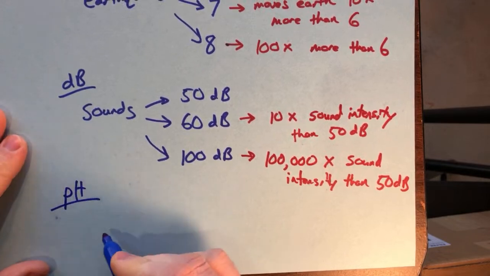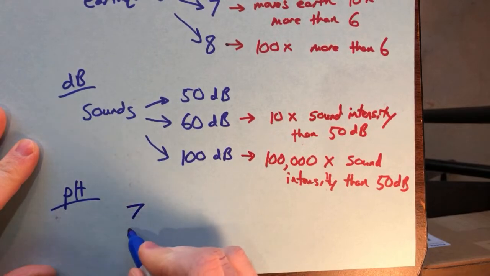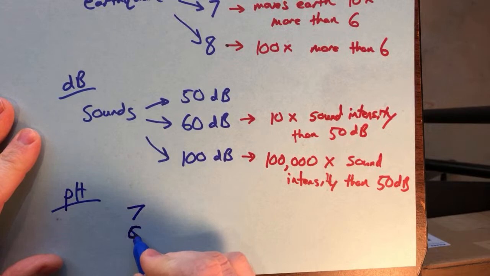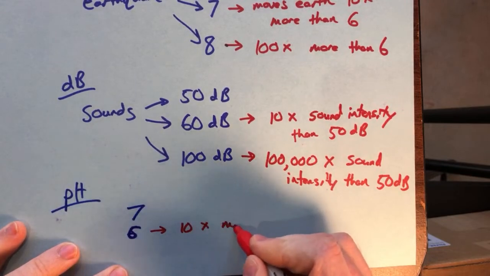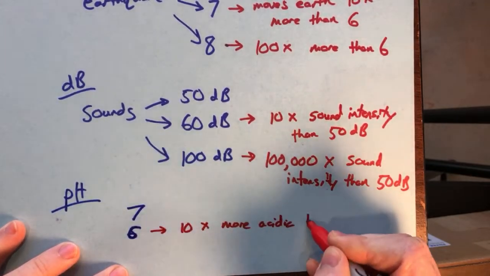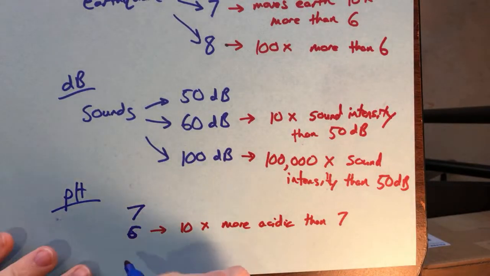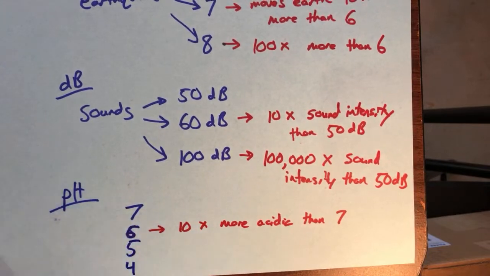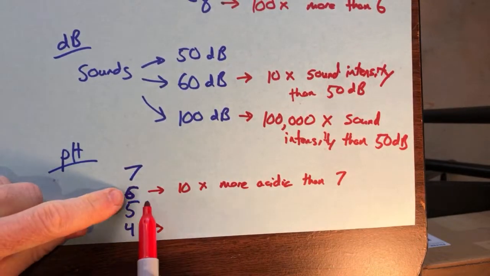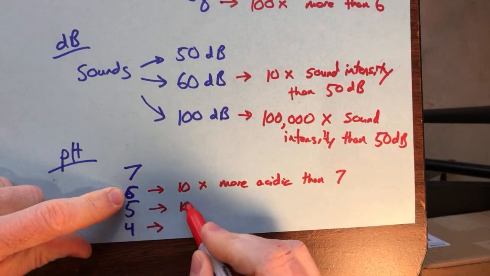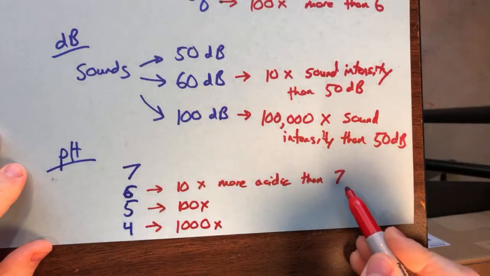Okay, so let's talk about a pH of, let's say, 7 and then a pH of 5. Okay, well actually let's do 6 first. So the pH of 6 is going to be 10 times more acidic than a pH of 7. Okay, and then if you have a pH of 5, a pH of 4, let's just skip down to 4. A pH of 5 is going to be 100 times, and a pH of 4 is going to be 1,000 times more acidic than a pH of 7.